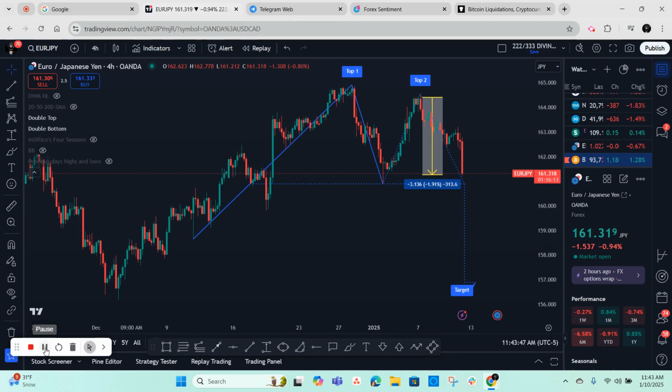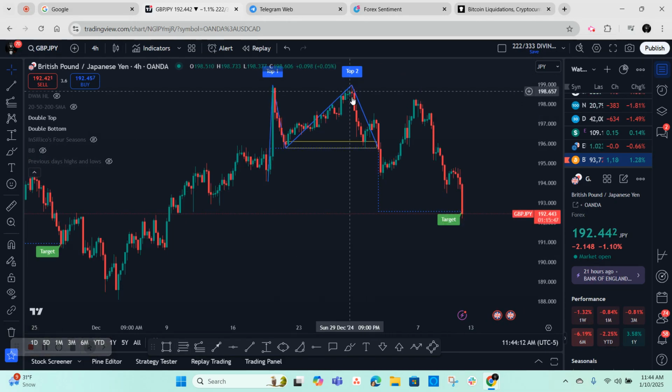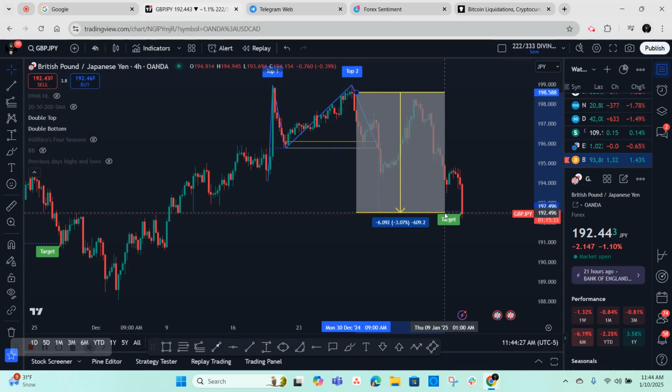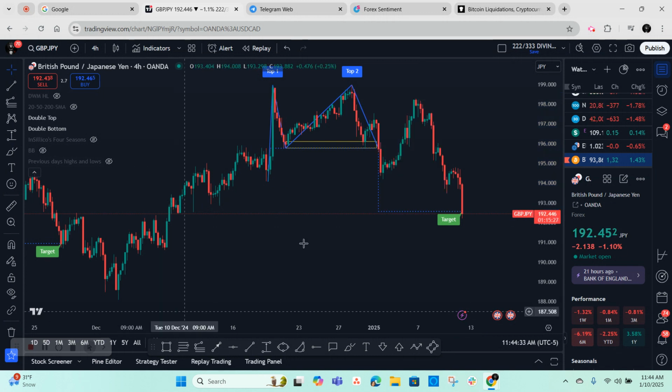Next. Double top on British pound, Japanese yen on the 4 hour. Find your entry point, go down to the neckline, 273 pips. And this one actually went on ahead and hit the actual true target, but just contrarians, we like to get out at the neckline. But then you got 609 pips total if you did take it to that. What we talk about? Nothing.